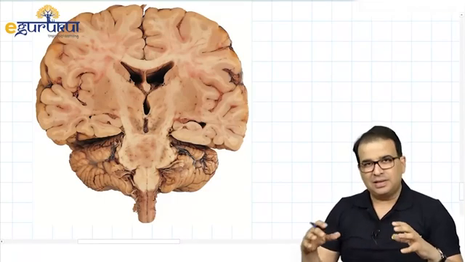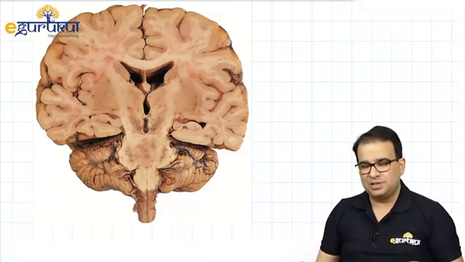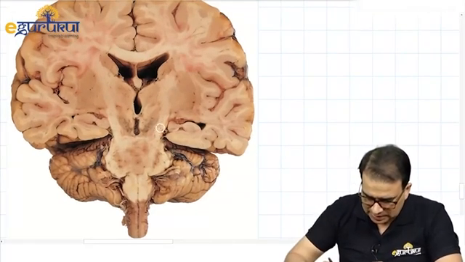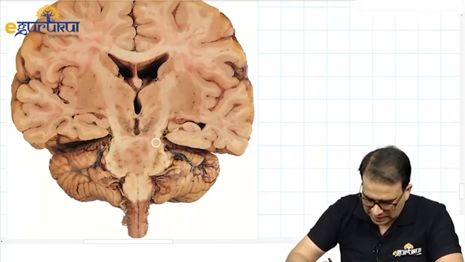Well, let's first mark the things that we already saw in the transverse section. That's another view of that. This here again, that is the internal capsule. Look at this white matter here. That is the internal capsule.